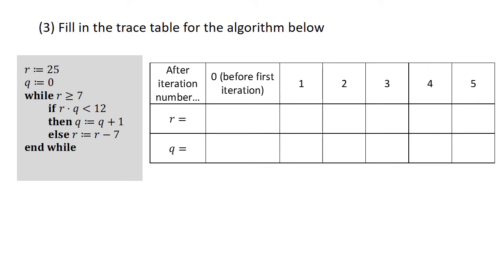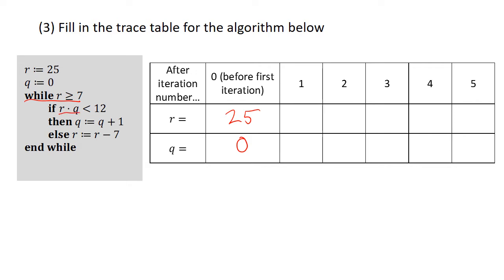Okay, last problem of this type. Before the first iteration, we just copy these values of R and Q over. So R is going to be 25, and Q is going to be 0. Now we check whether we can do the loop. While R is greater than or equal to 7, currently that is true, 25 is greater than or equal to 7, so we are going to do the loop.